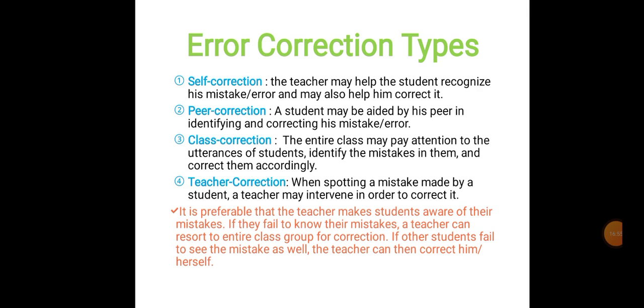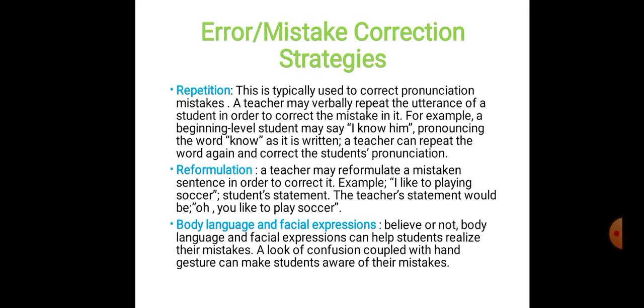So let's carry on our presentation and move on to another thing. I think this is the last issue in this video. It is error and mistake correction strategies. What are the strategies that we should be equipped with in order to correct errors and mistakes? The first strategy is repetition. This is typically used to correct pronunciation mistakes. A teacher may verbally repeat the utterance of a student in order to correct the mistake in it.